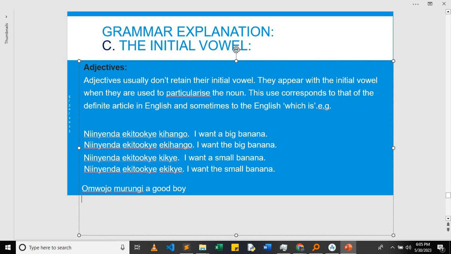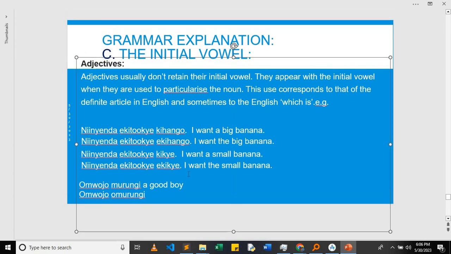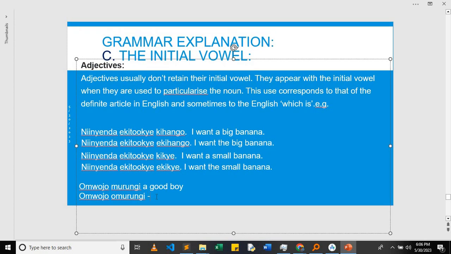Then if I say omwojo omurungi, I'm meaning the good boy. Sorry, I'm meaning the big boy. No, the good boy, sorry. The good boy.